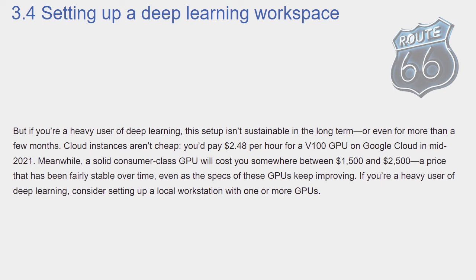You pay $2.48 per hour for a V100 GPU on Google Cloud in mid-2021. Meanwhile, a solid consumer-class GPU will cost you somewhere between $1,500 and $2,500, a price that has been fairly stable over time, even as the specs of those GPUs keep improving. If you're a heavy user of deep learning, consider setting up a local workstation with one or more GPUs.